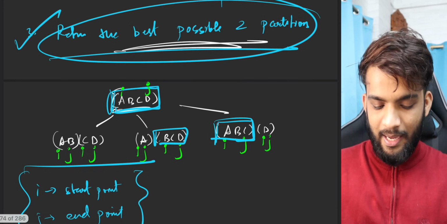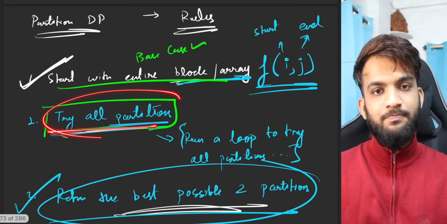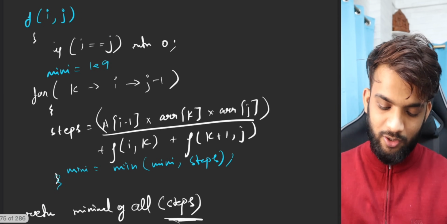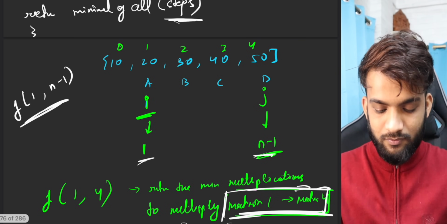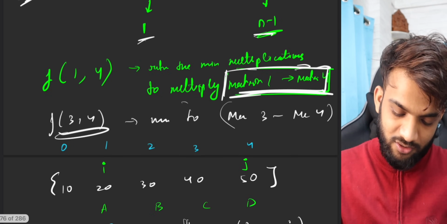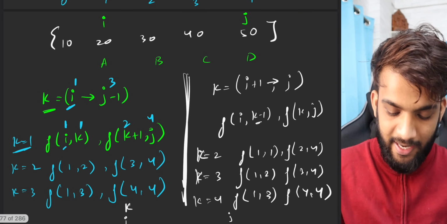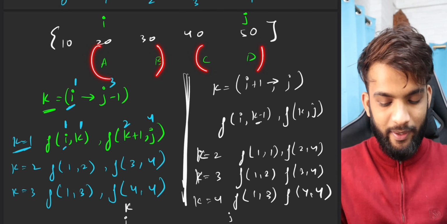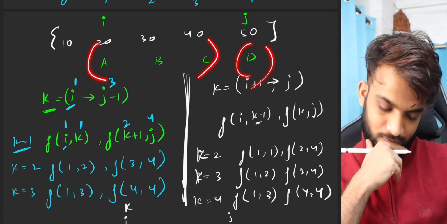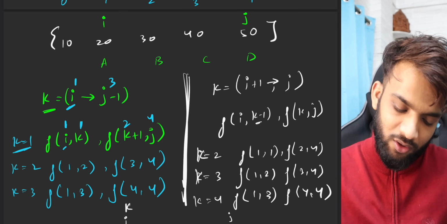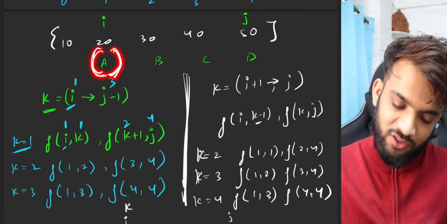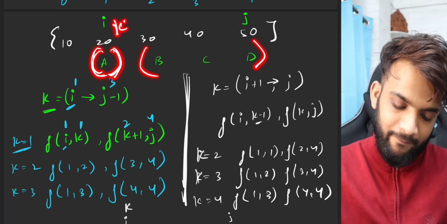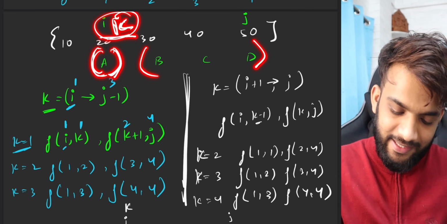What is the next step? I said I'm going to try out all partitions. And how can I try out all partitions? It was very simple. One of the ways is I can go like this, like this. The other way is I can go like this, like this. The other way is I can go like this and like this. So I have to call for this guy and for this guy. So probably I can keep a k here and I can call i to k and k plus 1 to j.